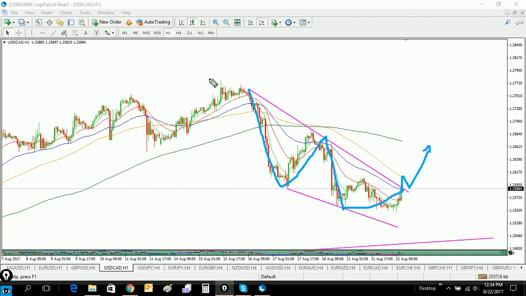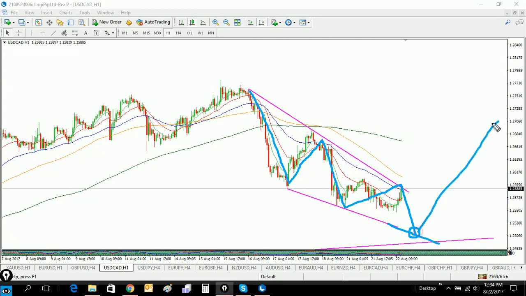I'll be looking for it to get to at least this level over here, and I'll be moving my stop loss further and further into profit as this trade moves in my favor. What we could see, however, is we could actually see the completion of a structure like this. So we could see it come all the way down to this level again over here. Should we get down to that point, definitely looking for reasons to get into the long from there.